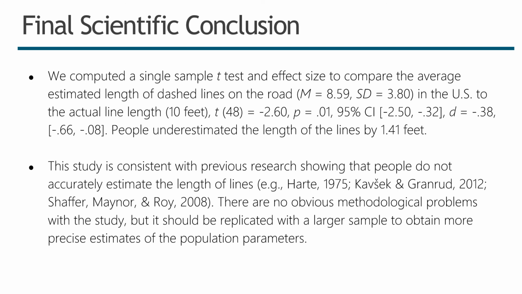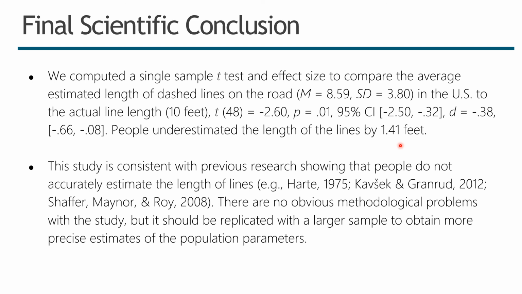I'm starting with that APA style summary of the results. And you'll note that I added, at the very end of that first paragraph, a statement that people underestimated the length of the lines by 1.41 feet. Just to provide a little bit of context so readers don't have to do that subtracting in their head. We already provided an effect size d in standardized units, but it's useful to see the raw score units as well. And then the next paragraph relates our results back to the original scientific literature and also talks about any methodological issues with this study.